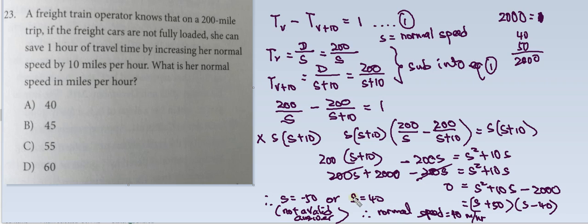So the normal speed S, as I said earlier, is the normal speed, becomes 40. So this will be the answer.